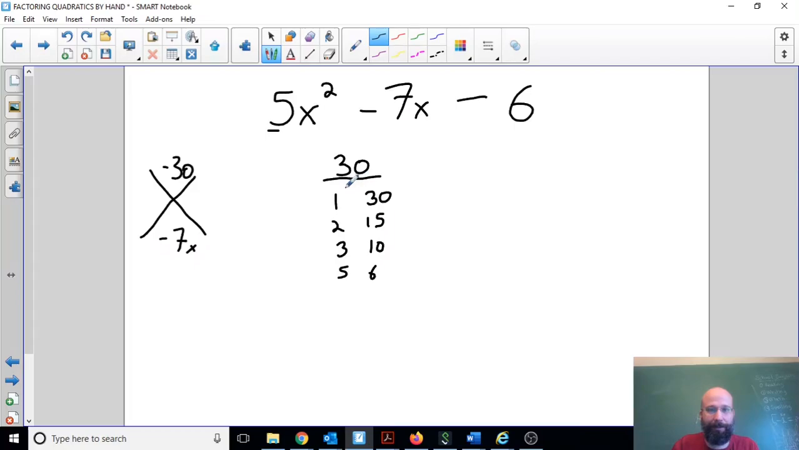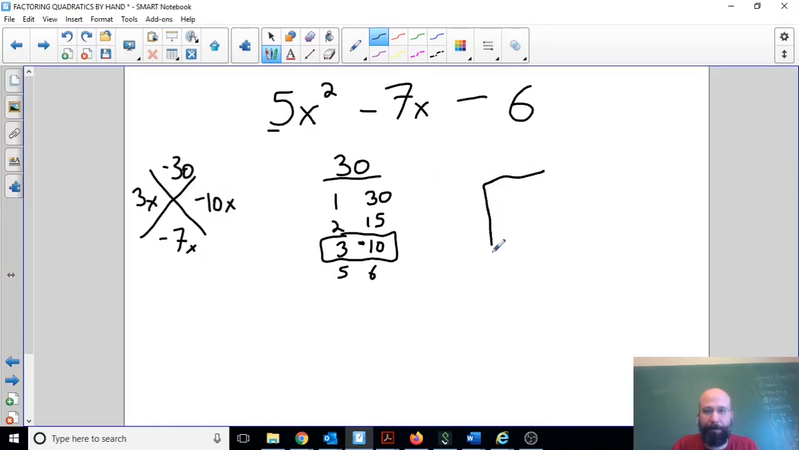So we could check them all. 1 plus negative 30 is negative 29. 3 plus negative 10 is negative 7. So that's what we want. So this has to be our number with this as negative. So 3 times negative 10 is negative 30. 3 plus negative 10 is negative 7. So I put 3x and negative 10x.